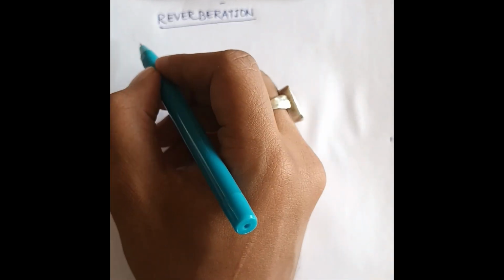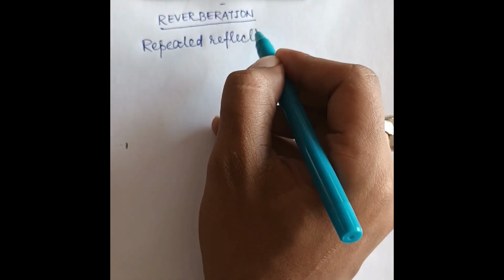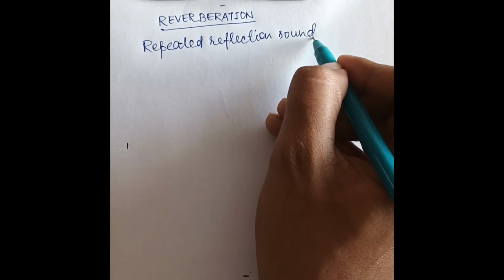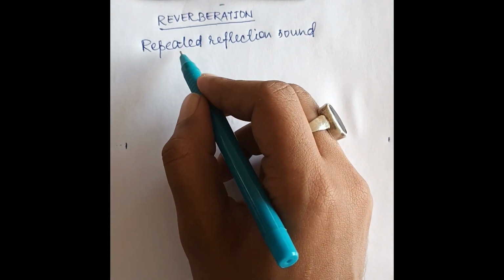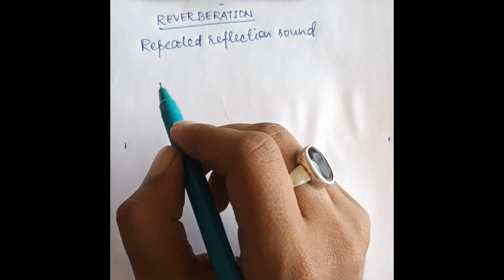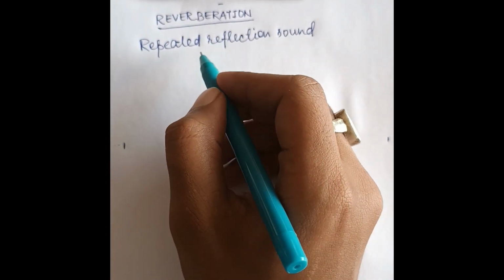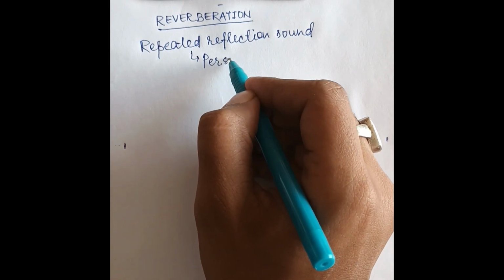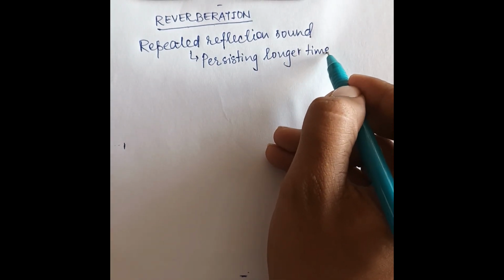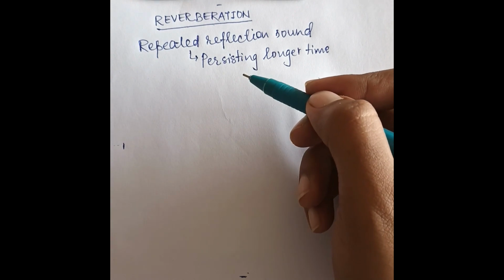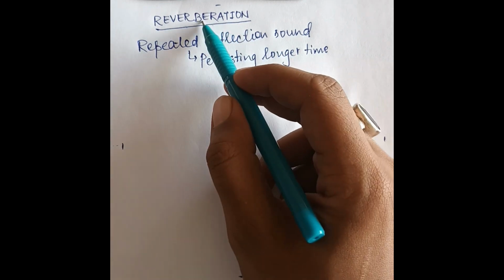You will be able to listen to the sound of yourself multiple times. This multiple reflection, that is the repeated reflection of sound, is nothing other than reverberation. And why does this repeated reflection happen? Because once it goes to the wall, then again it moves to the other wall, maybe to the floor, maybe to the ceiling, and then comes back. So the sound persists in the room for a longer time, and due to this a multiple echo kind of thing happens, and this multiple echo or multiple reflection of sound is termed as reverberation.